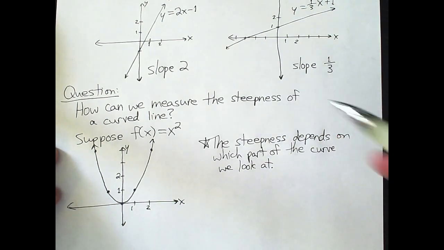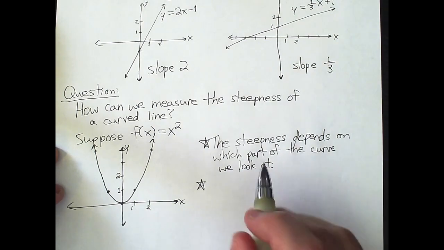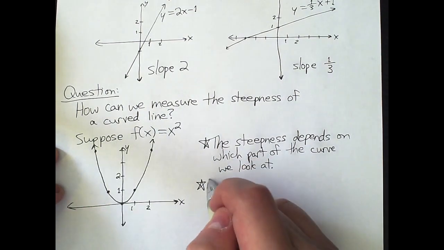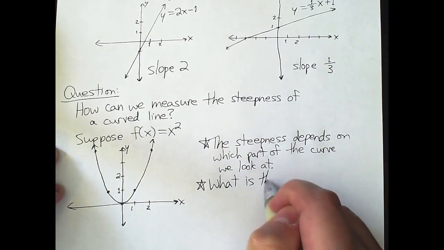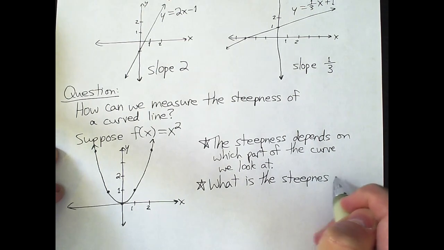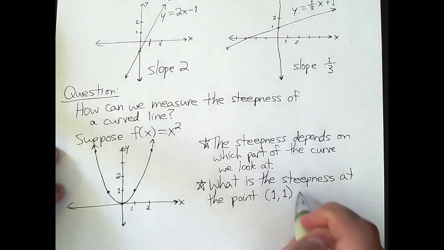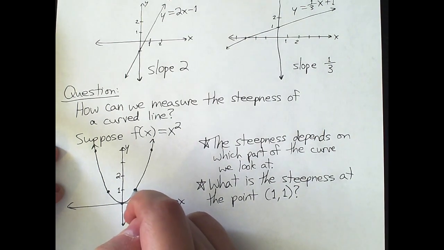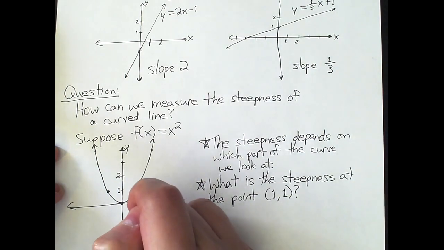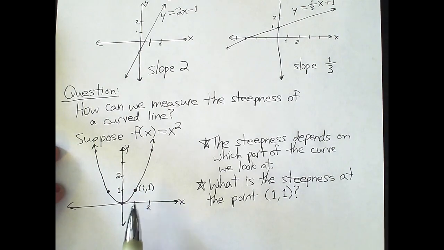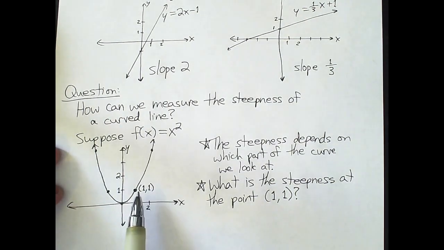So whatever we come up with that's going to be kind of like slope, it needs to take this into account. So maybe we focus in on a specific point of interest. How about we ask this question more specifically? So instead of saying, how can we measure the steepness of a curved line, let's focus in on what is the steepness at the point (1, 1). I'm choosing a point of interest and saying, let's focus in on what is happening to the function right around here. I'll label it (1, 1). And we could talk about, is the function increasing rapidly? Is it decreasing? Is there something sort of like slope for this curve?